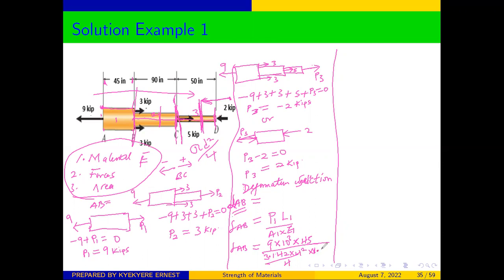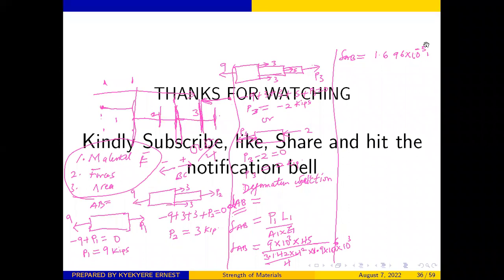Anytime you are given in KSI, what you do is multiply by another 10 to the power 3. Don't forget that one. Anytime you are given in KSI, also add times 10 to the power 3, which will give us 6 plus 3, and that will be equal to 9. So from there, the deformation of AB should be equal to 1.696 times 10 to the power -5 inches. So that is the deformation in AB.